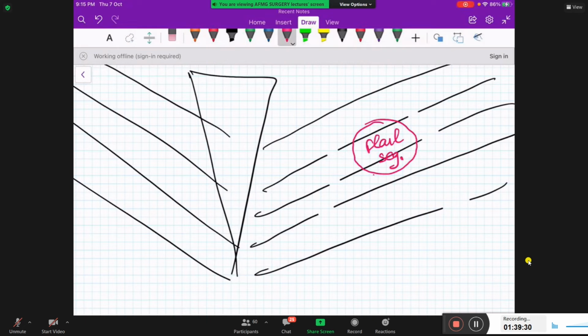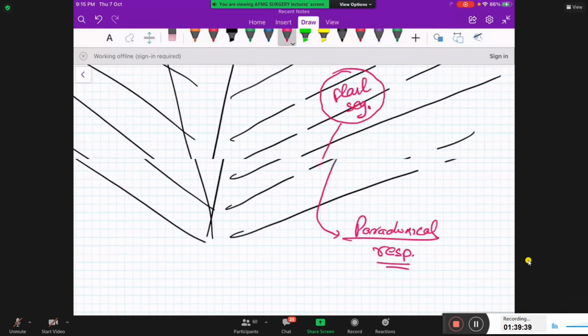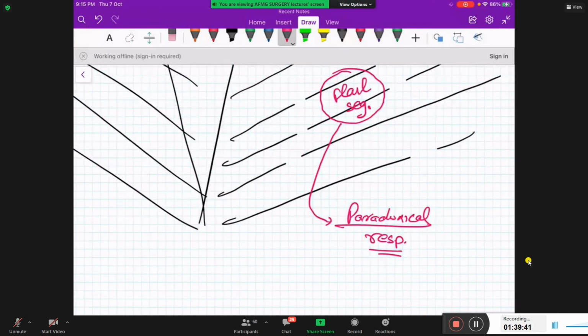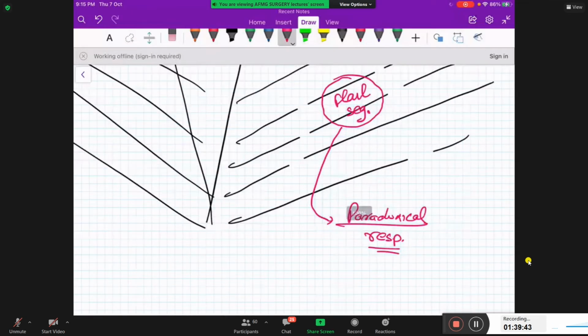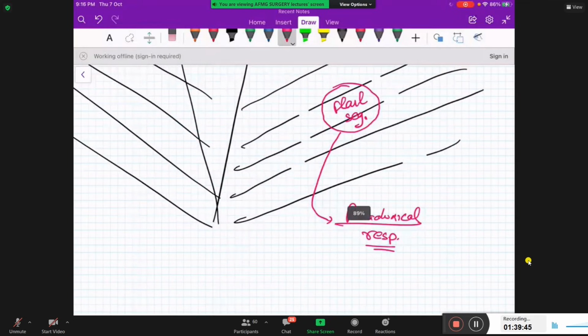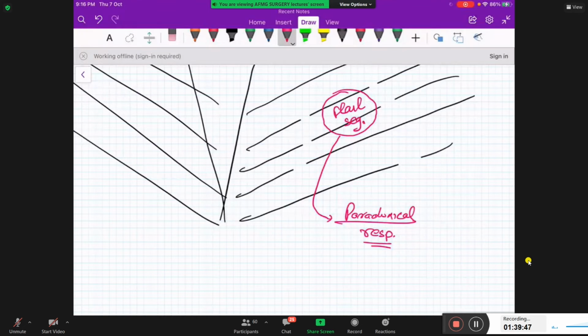So this segment is now going to move paradoxically. So there will be paradoxical respiration happening in this segment. What does that mean? On inspiration, this segment will dip down, which you are seeing also. On expiration, this segment will come out.